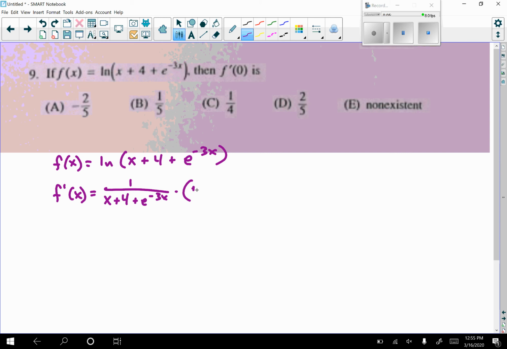So we're going to get a 1 plus 0 here when we take the derivative of 4. And then this will become e to the negative 3x times negative 3. So I'm just going to write it as 1 minus 3e to the negative 3x.